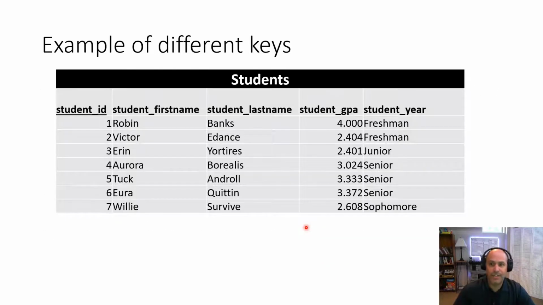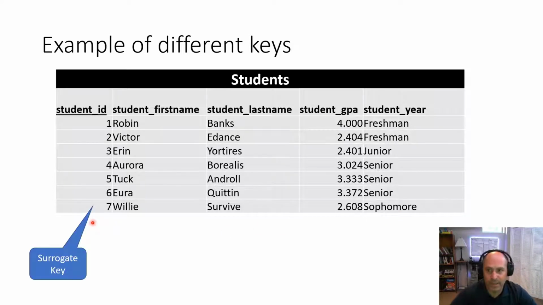So let's do an example. Let's look at this table of students. You'll see I have various columns here. I have student ID, I have student first name, last name, GPA, and year. So this column over here, these numbers are automatically generated. If I add myself to this table, I will appear under student ID 8. So that is an example of a surrogate key.